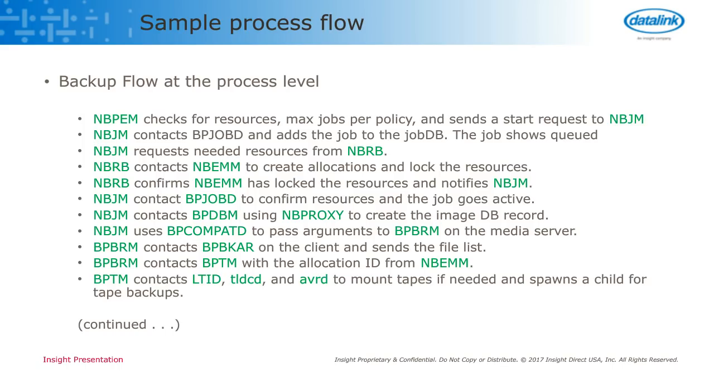NBRB then confirms that NBEMM has locked the resources, and once it gets that confirmation, it reaches back out to NBJM, the job manager, and passes that information along. NBJM will contact bpjobd to confirm that it has the resources and tell it that the job can go active. So at this point, the job is going to go active. NBJM will contact BPDBM, the database manager, using the NB proxy service to create the image DB record. So now we're creating the image database catalog entries, and we're opening that record and creating it.